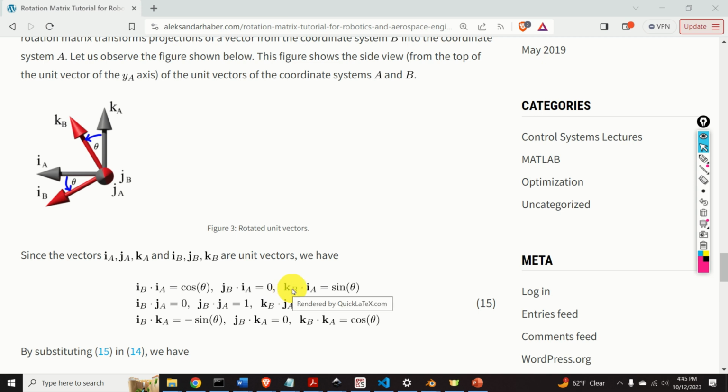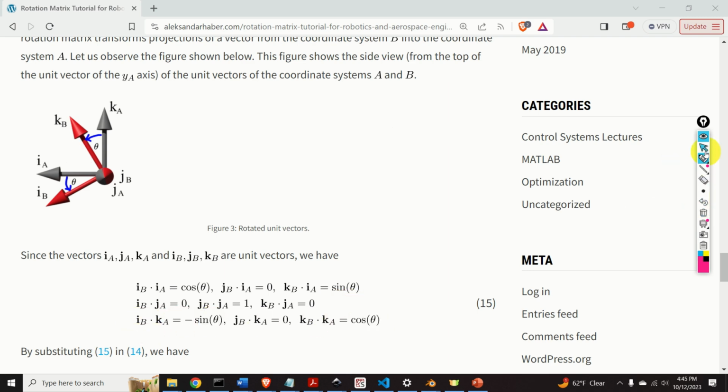Let us see this term, KB scalarly IA. Here is KB, and here is IA. What is the angle between these two vectors? The angle is given over here. And obviously this angle is 90 minus theta. We know that the cosinus of 90 minus theta is actually sinus theta. And taking into account that KB and IA are actual unit vectors, I simply obtain sinus theta. By using the same principle, we obtain other expressions.